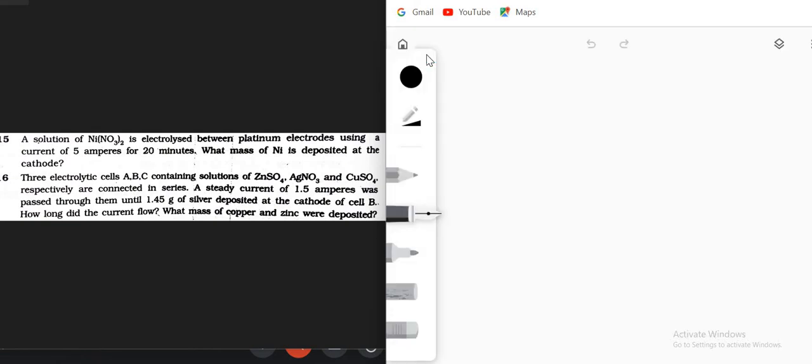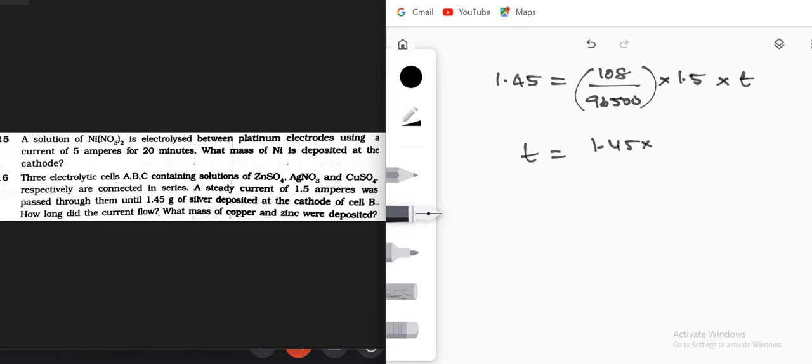So how much mass is deposited, which is 1.45 grams into equivalent mass of silver is 108 divided by 96,500 into current passed through the solution is 1.5 amperes into time we need to calculate, because the question is how long did the current flow. So we need to find out the T. So T is equal to 1.45 into 96,500 over 108 into 1.5.